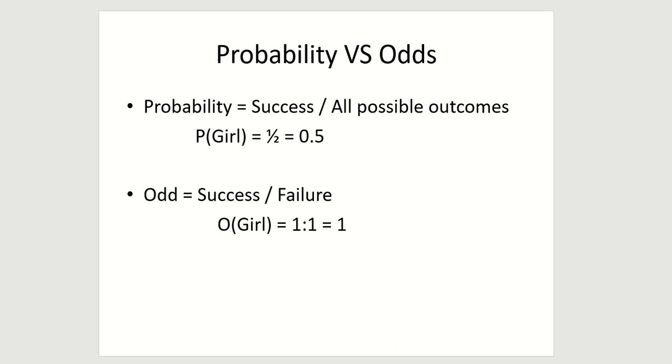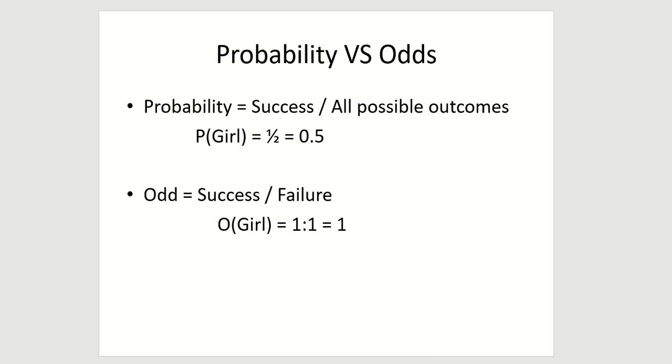Alright, now there is something called odds that is a bit different from probability. If you remember, probability is by definition the successes over all possible outcomes, and the probability of a girl is 1 over 2 because there are two possibilities, boys and girls, and only one of them is a success. So 1 over 2 is 50%, that would be the probability of a girl. However, the odds are success over failure, which is quite different from probability. So the odds of a girl is 1 over 1, meaning 1 to 1.